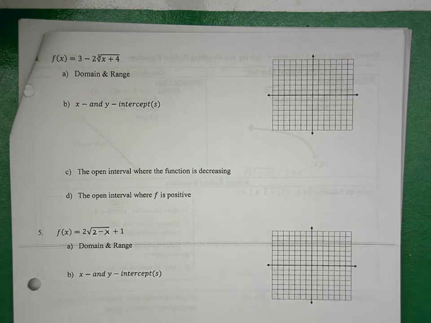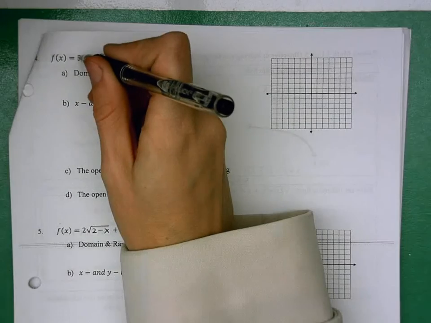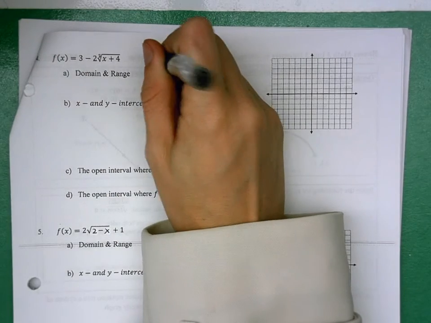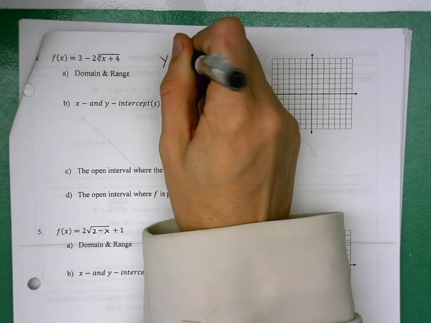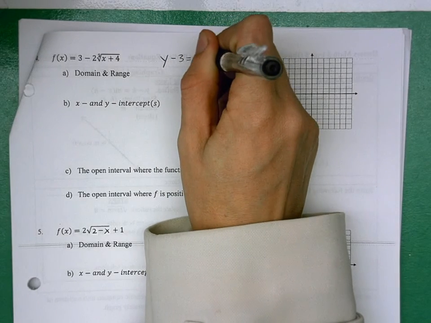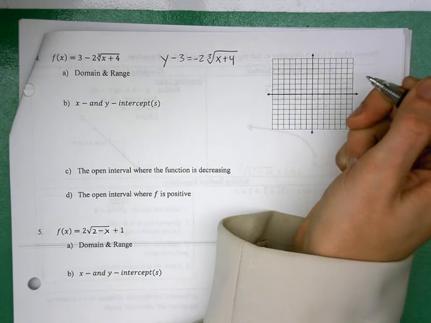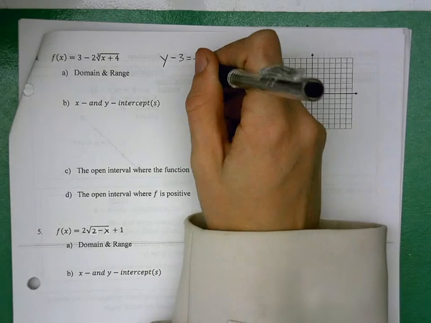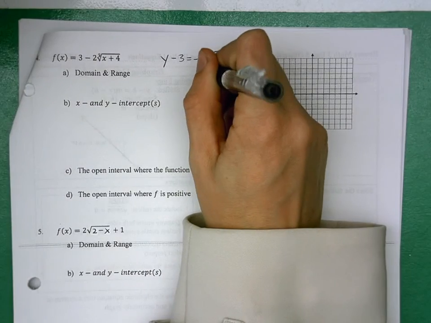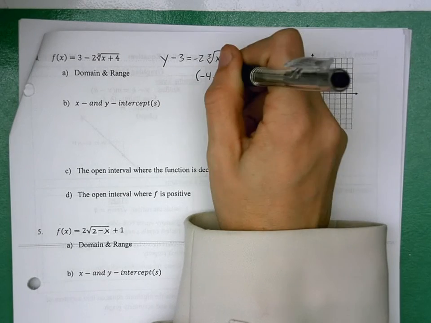Okay, turning this one into descriptive form, I need to subtract the 3 over. So we have y minus 3 equals negative 2 cube root of x plus 4. Okay, HK, my h in this case, what would zero out the x would be negative 4. Y would be positive 3.